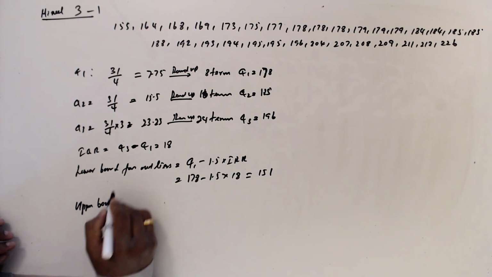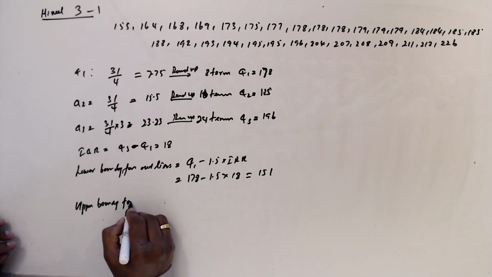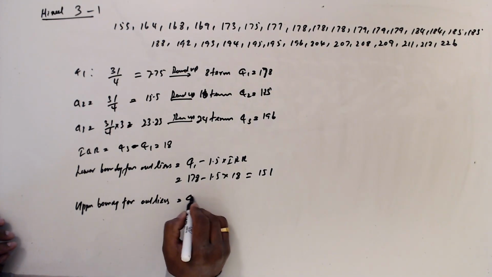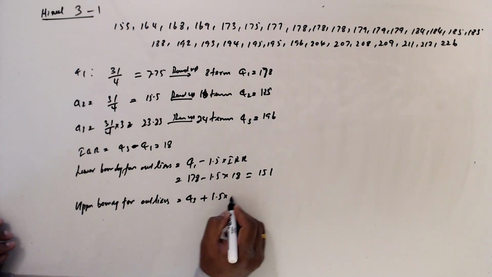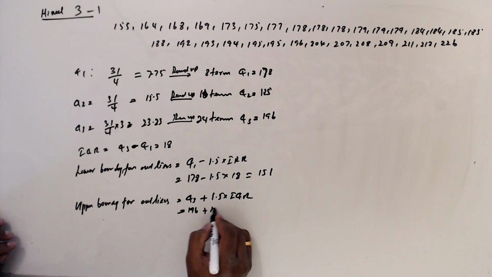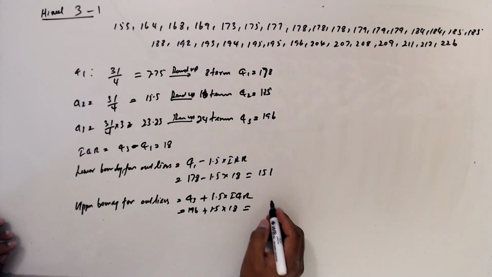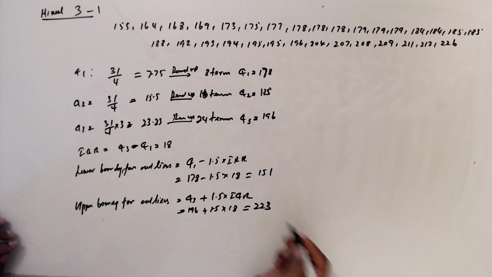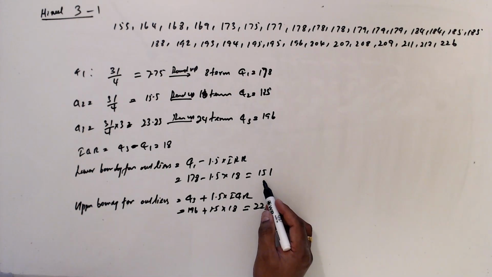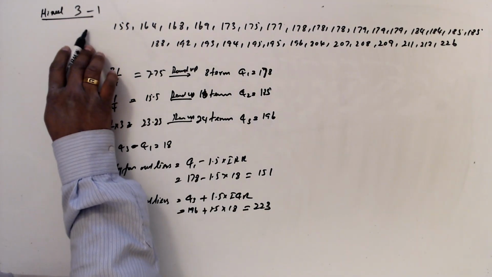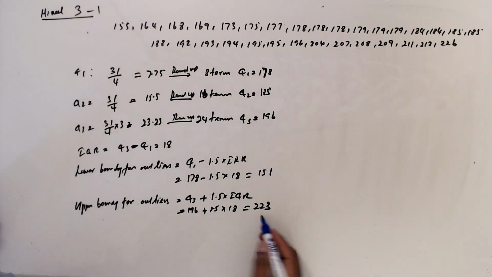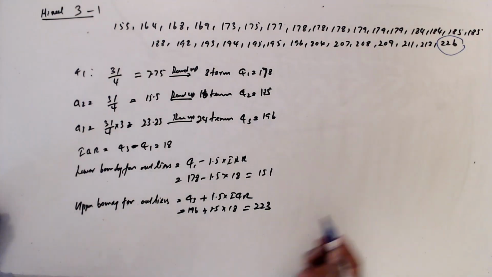And the upper boundary for outliers is Q3 plus 1.5 times IQR. So Q3 is 196 plus 1.5 times 18. So we will get 223. So 223 and 151. So that's fine. There are no lower outliers, but 226 is an outlier.